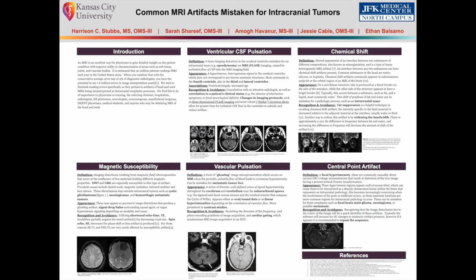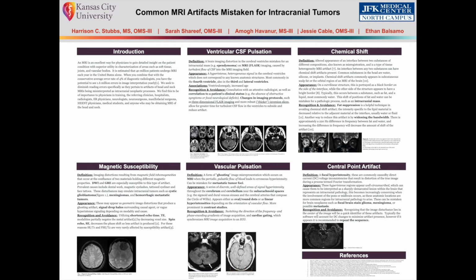This MRI artifact causes an altered appearance of an interface between two substances of different compositions. Typically, this occurs between a substance, such as fat, and a liquid, most commonly water. On a curvilinear structure, this is portrayed as a black border on the side of the interface, while the other side of the structure appears to have a bright border. This shift of positions of fat and water can be mistaken for a pathologic process, such as an intracranial mass.